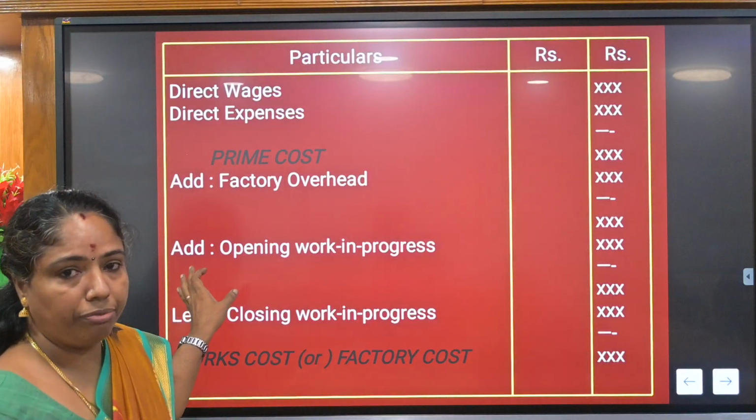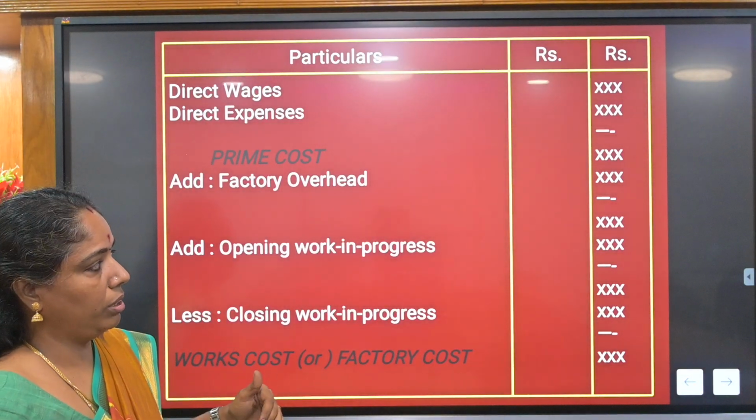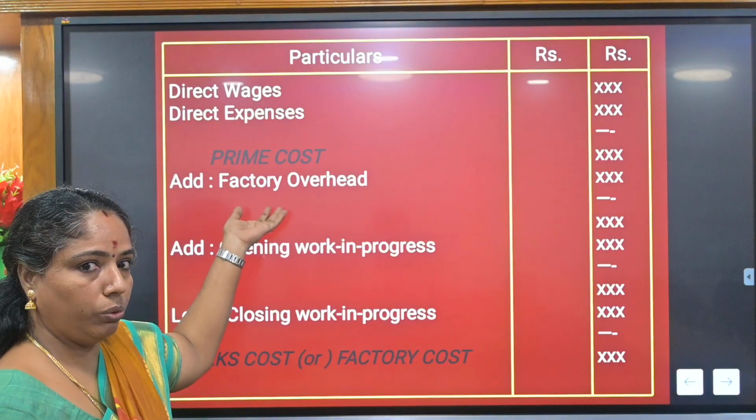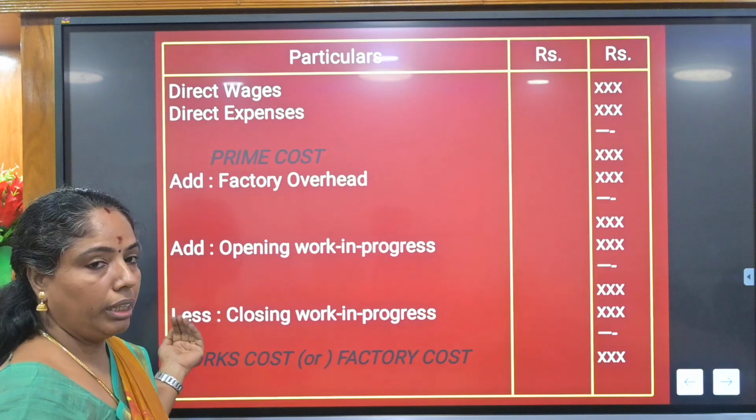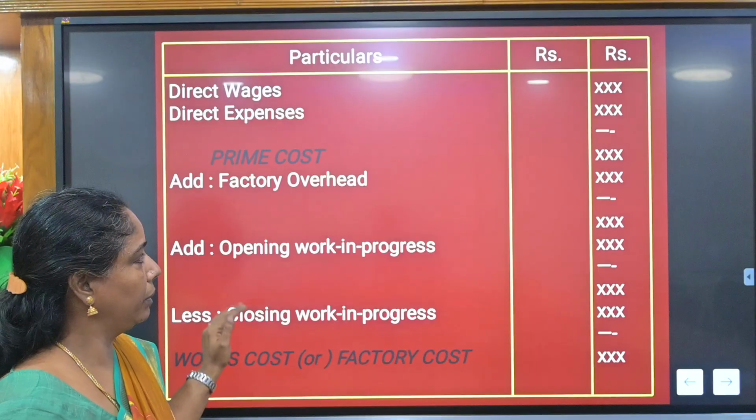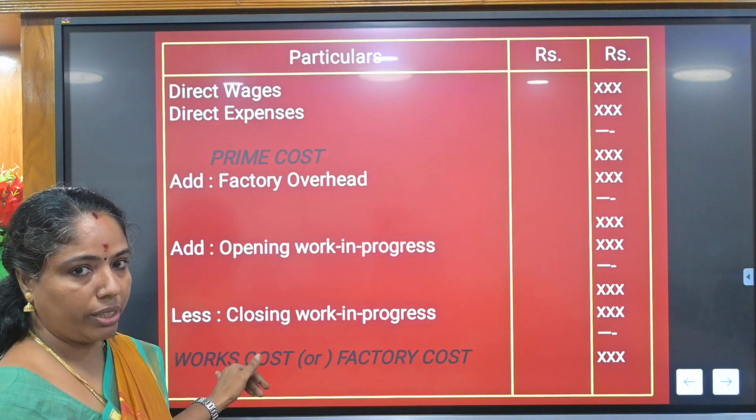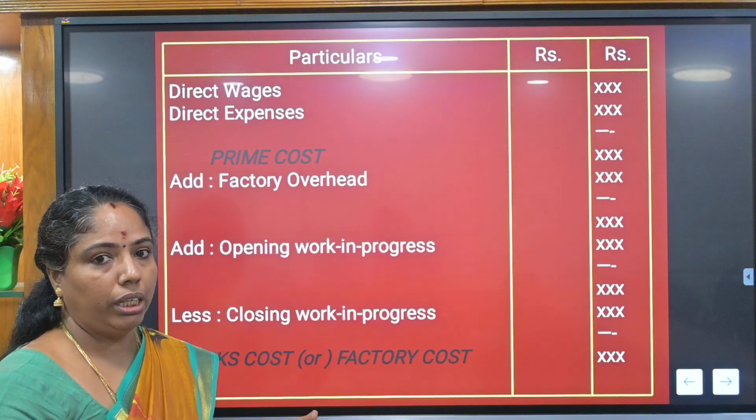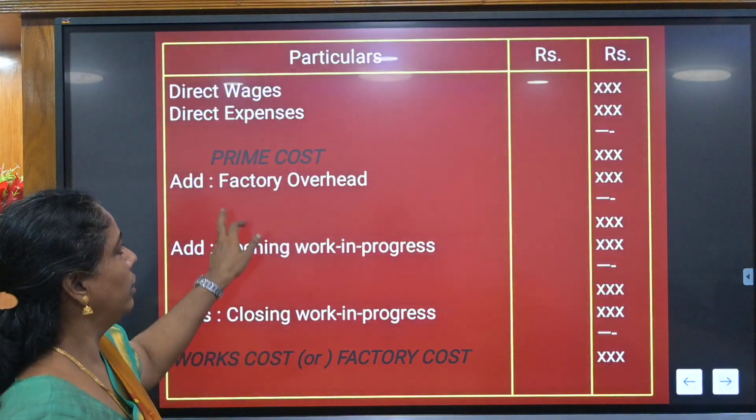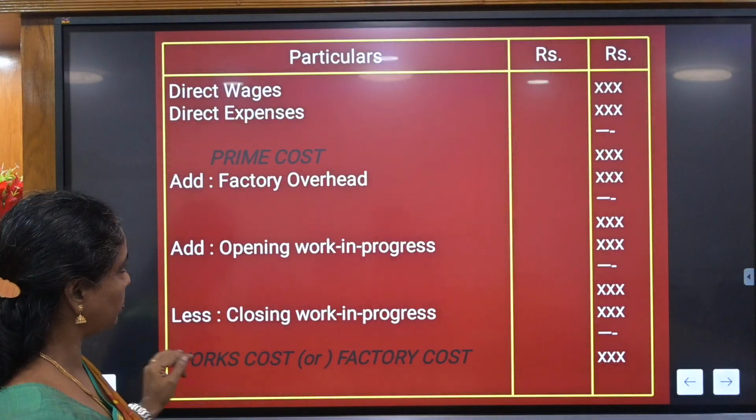Then if we find any work in progress in the sum, opening or closing work in progress, the opening work in progress should be added with the factory overheads, and any closing work in progress we have to deduct from the factory overheads. This gives us works cost or factory cost. If we don't have any work in progress in the sum, we simply remove this and the final answer will be the works cost or factory cost.